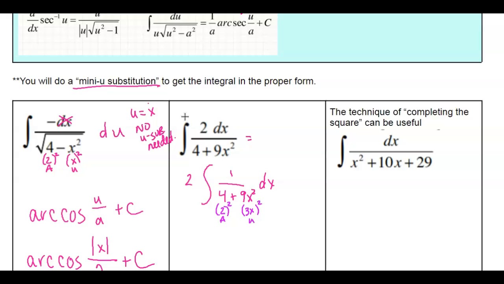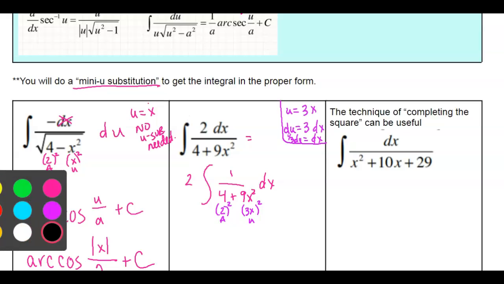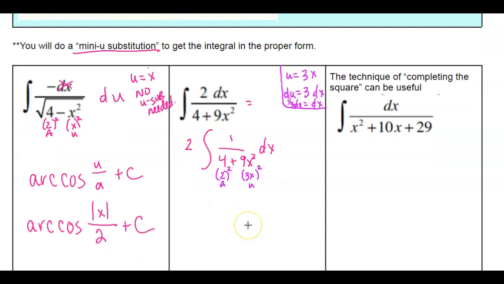So since U is more than just x, I do have to do a mini U substitution. So u equals 3x. So du equals 3 dx, and we don't want that 3. So 1/3 du equals dx. So our a matches. This is now u, and in order to accommodate the dx, we need 1/3 du. So then it's in the form 1 over a squared plus u squared. See, that's why we have to do that mini u substitution.